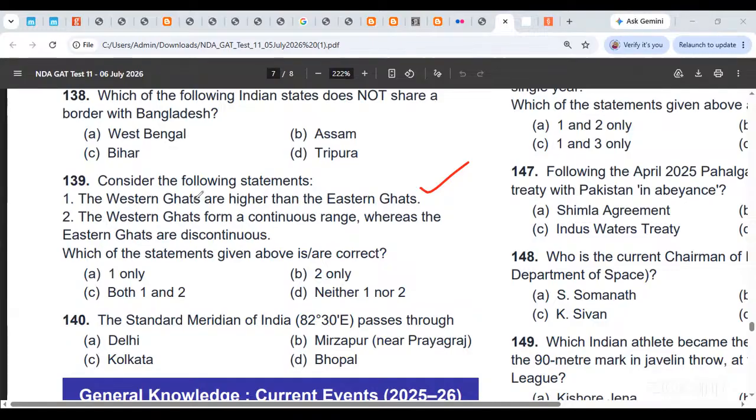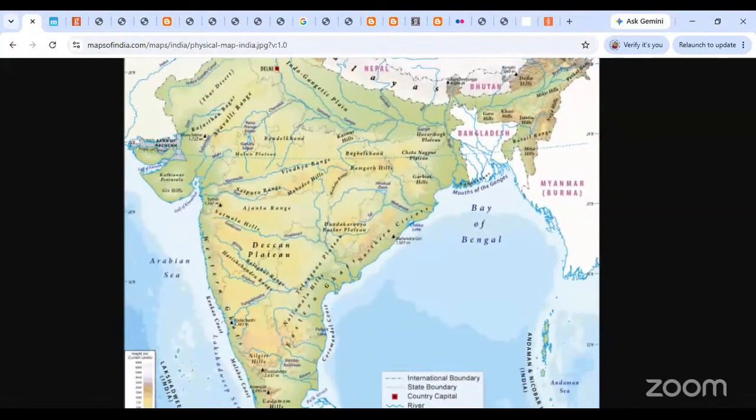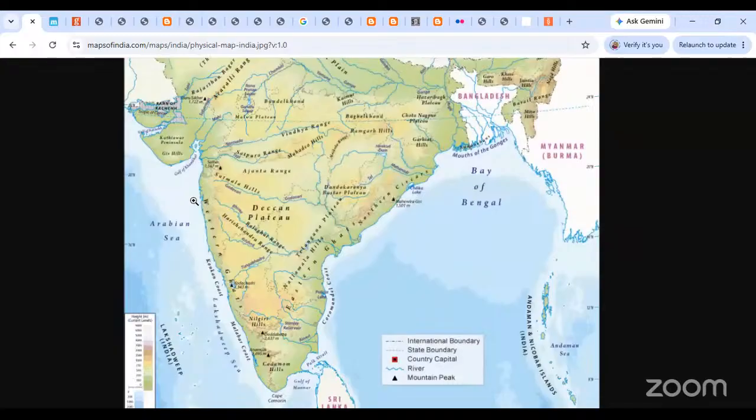Yes, because the rivers from the Eastern Ghats, from the Western Ghats. Wait a second, where is India? India is here. Okay, so now you're saying that most of these rivers will start from the Western Ghats over here. This is where the rivers start from.